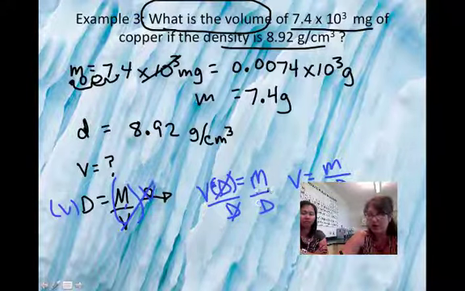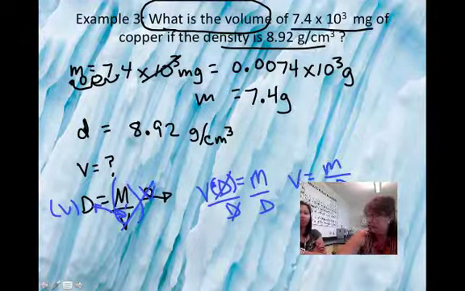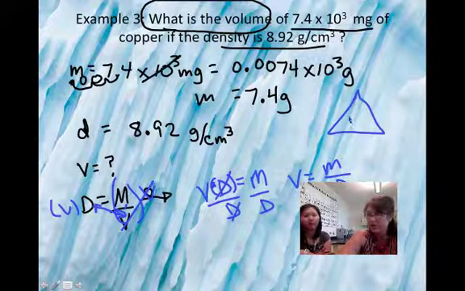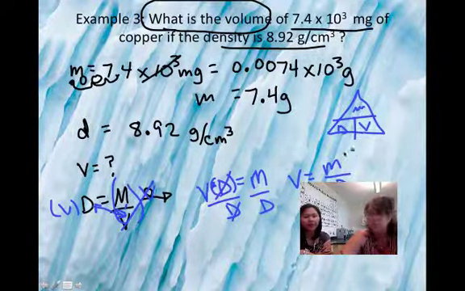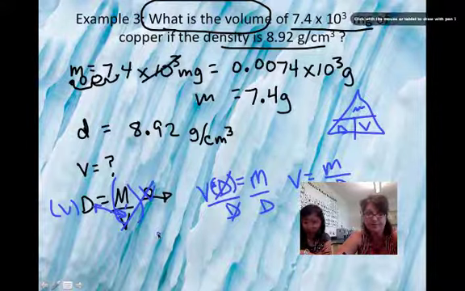Okay, now in math class, some of our students remember they learned you can just switch places with these two. Oh, yeah, that's easy. Yeah, and some of them have done the triangle thing before, where mass is on top and then density and volume are on the bottom. So if that works for you, use it. Whatever works as long as you're going to get the correct one.